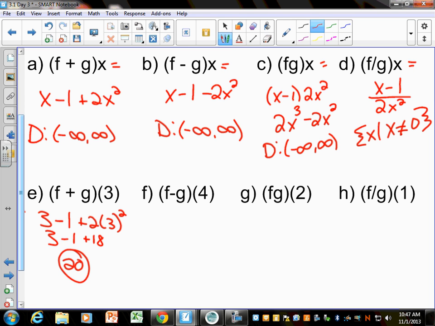So you get number answers for these. So that's why the directions say only give me the domain for A through D, because these are just numbers, not functions anymore. So if I do f minus g of 4, I'm just going to go up here to the f minus g, and I'm just going to plug 4 in there, and I get 4 minus 1 minus 2 times 4 squared. See how much math my brain can do today. 4 squared is 16. 16 times 2 is 32. So 32 and 1 is negative 33. Plus 4 is negative 29. Is that right?